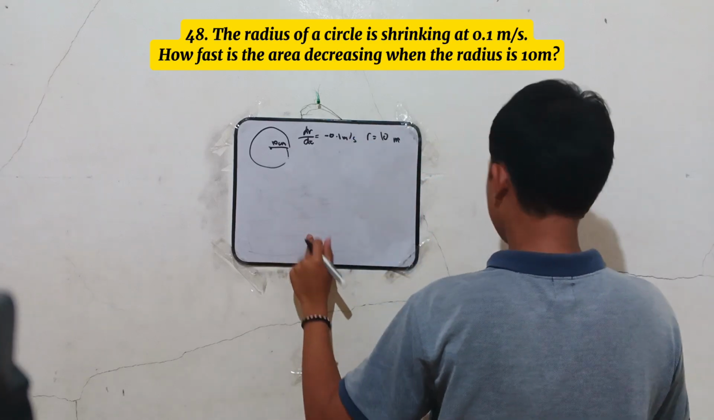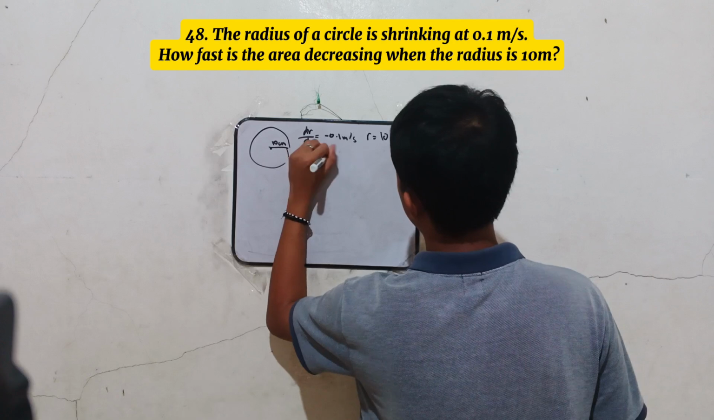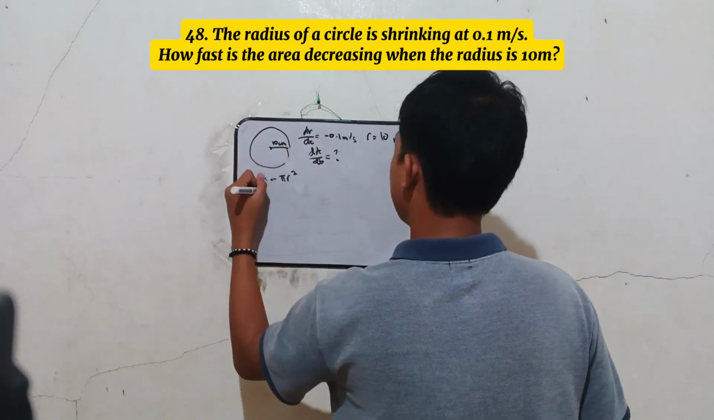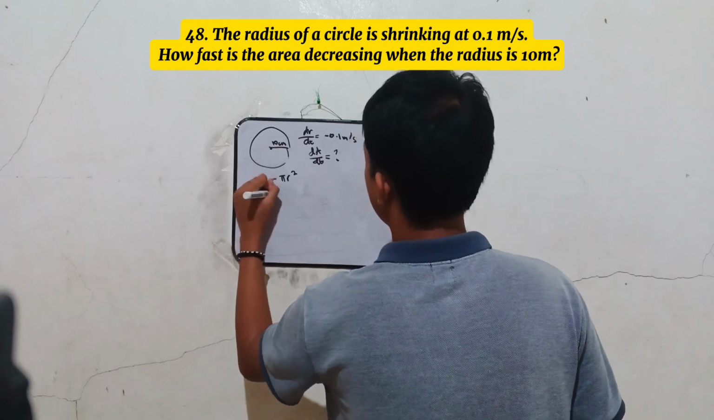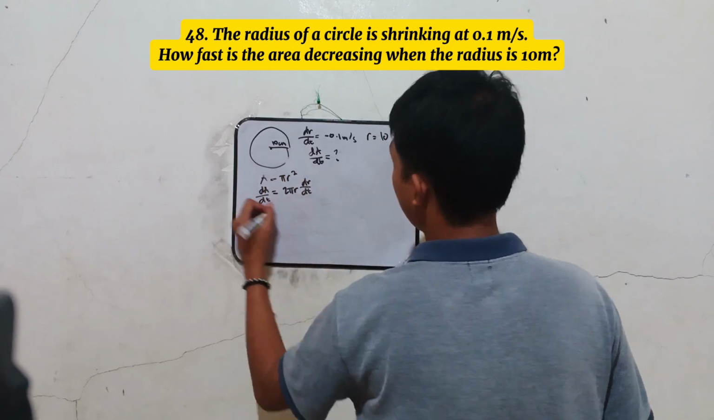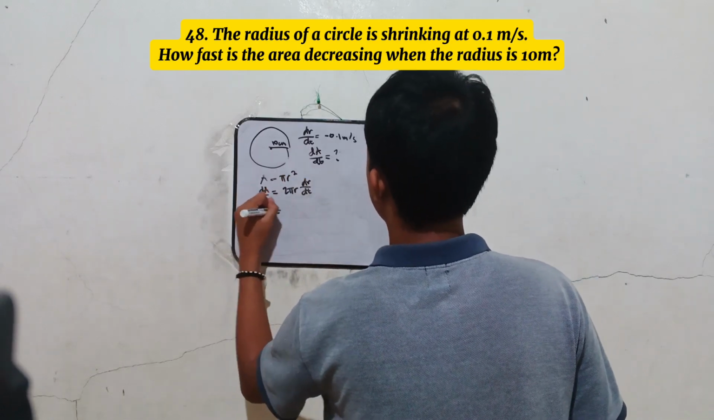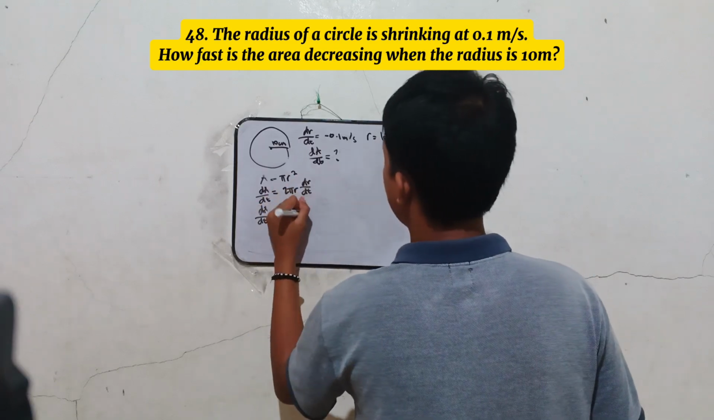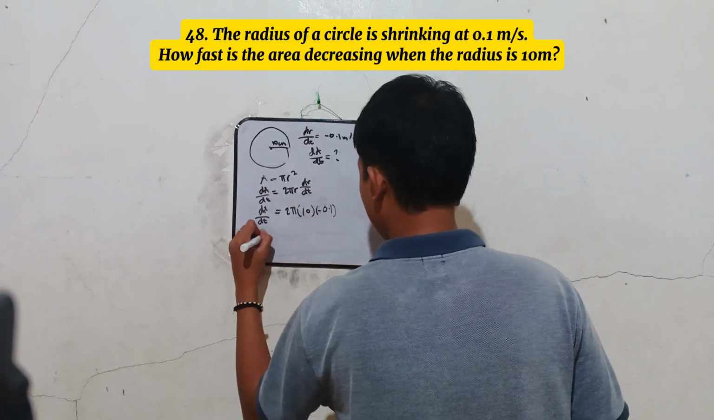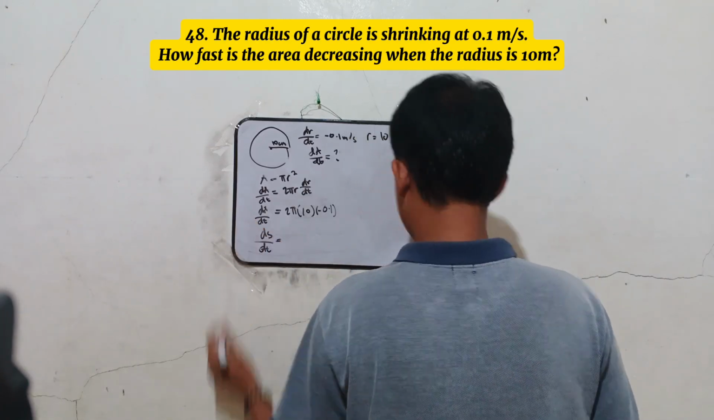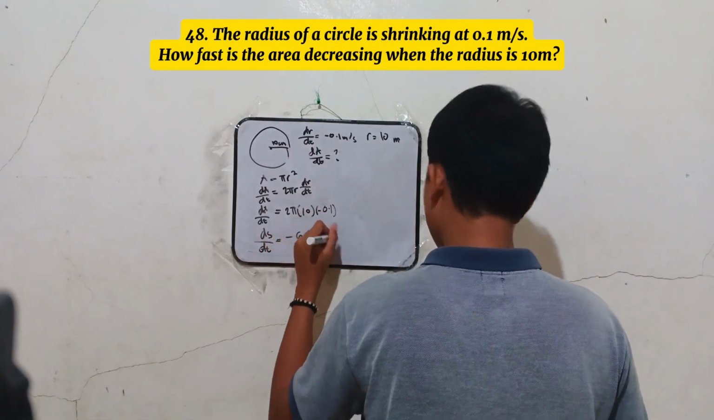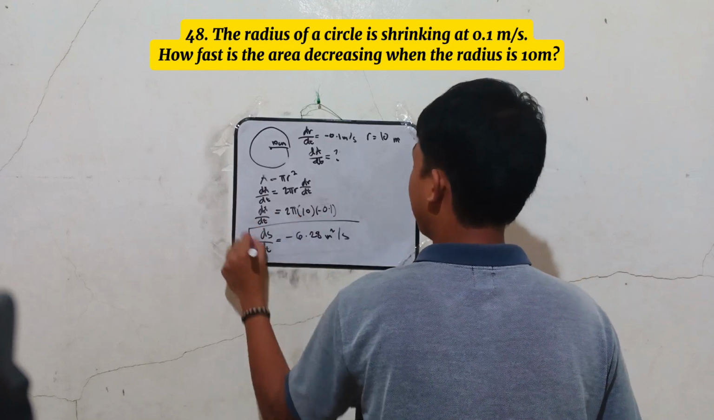Then what we are tasked to find out is the derivative of area with respect to time. So the area of a circle, again, is pi r squared. Then differentiate the formula. This will become 2 pi r dr over dt. Then let's substitute the given values. So dA over dt is equal to 2 pi, our radius 10, and our dr over dt is negative 0.1. So calculate the given values to get the final answer. So our final answer is negative 6.28 meters squared per second.